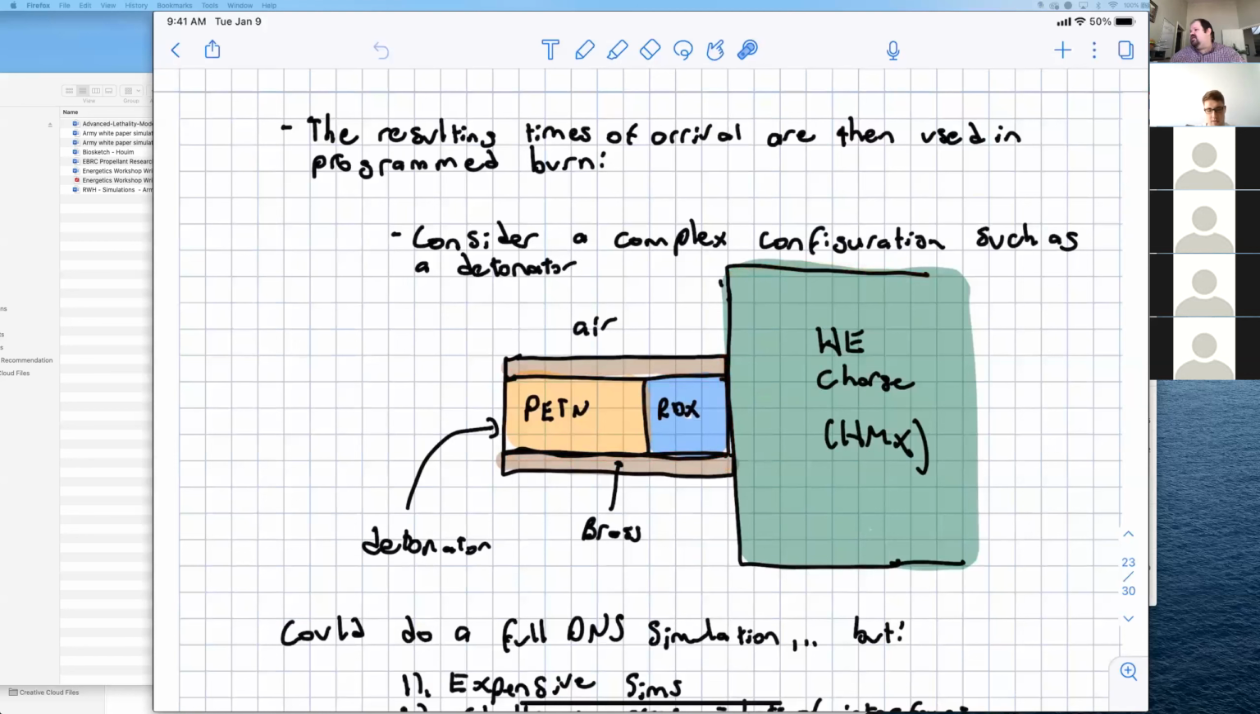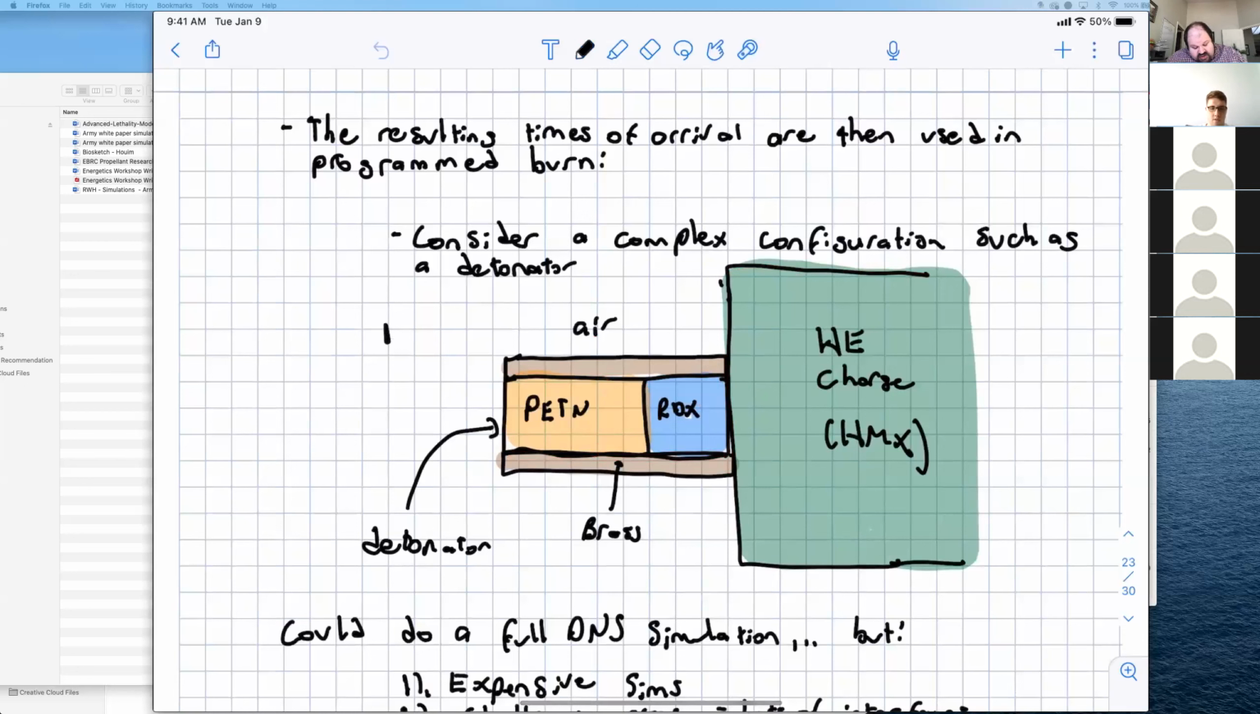And so say you wanted to analyze this in detail. In theory, you could solve the reactive Navier-Stokes equations to actually solve for the detonation structure, the motion of the brass sleeve, and basically all that stuff. But that's not really practical because to do those sorts of calculations, you need to resolve the structure of the detonation itself.